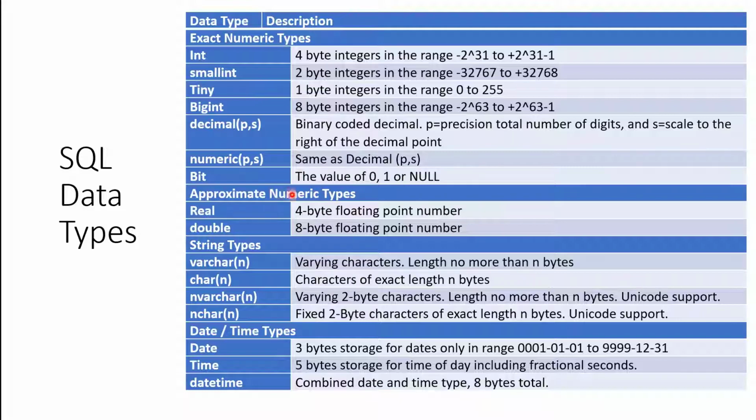Then there are the approximate numeric types, like floating point numbers, like real and doubles, right? These allow you to represent really large or really small numbers, but they're all approximations. They're not exact numbers. If you're going to do anything scientific, you're probably going to want to use reals and doubles. If you're going to do some kind of financial math, you're going to want to stick to the decimals.